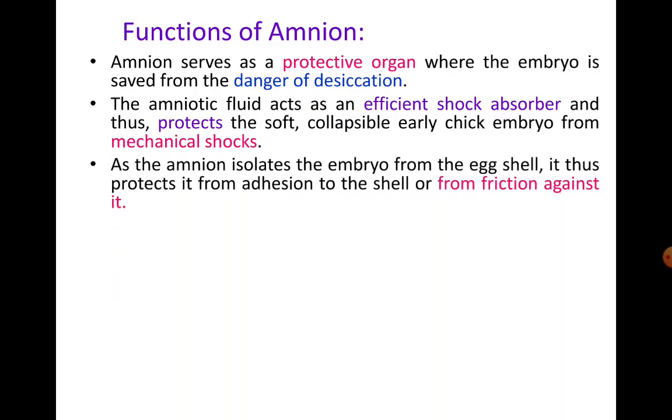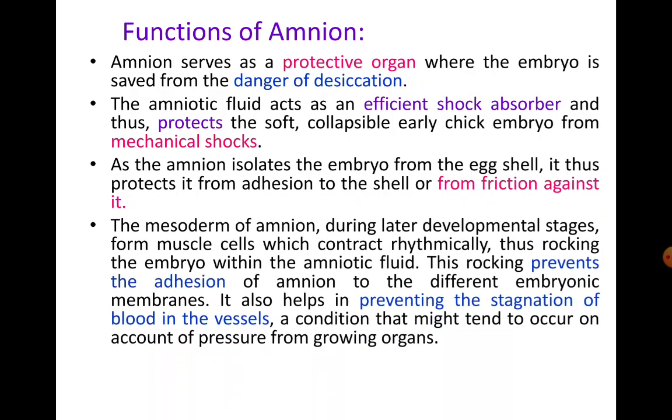And this amnion isolates the embryo from the eggshell. It protects it from adhesion to the shell or from friction against it. And the mesoderm of the amnion, during later stages of development, forms muscle cells which contract rhythmically, thus rocking the embryo within the amniotic fluid.